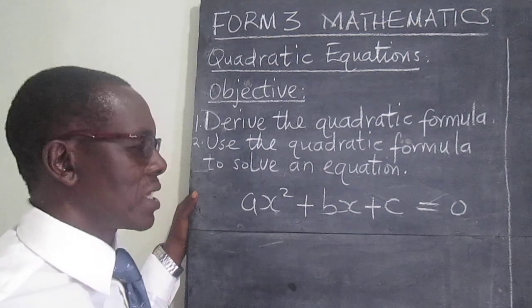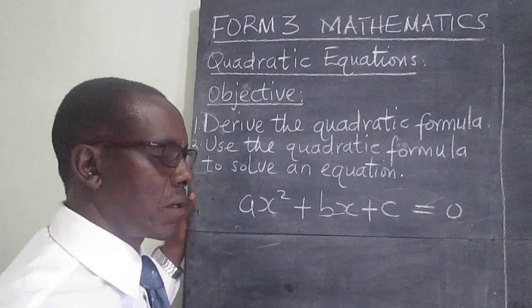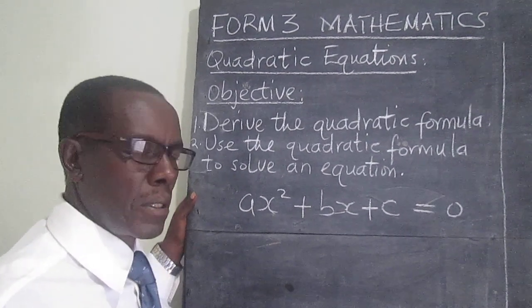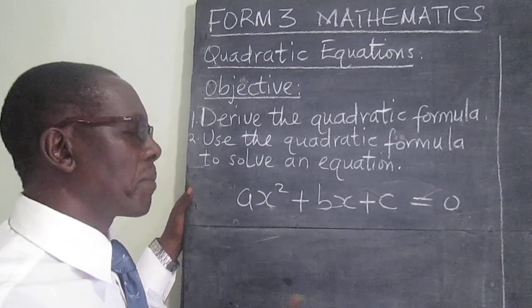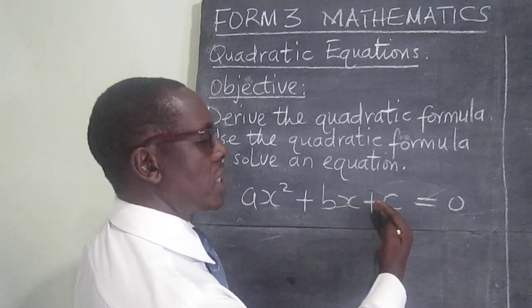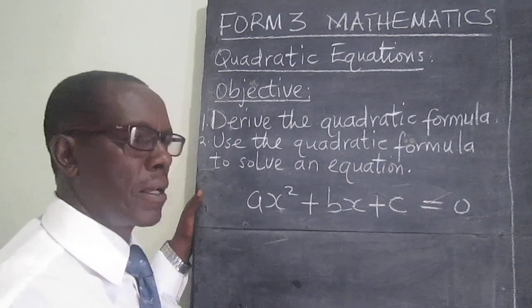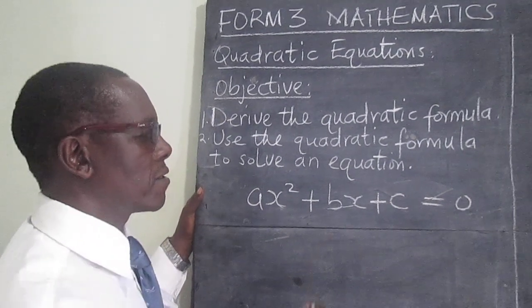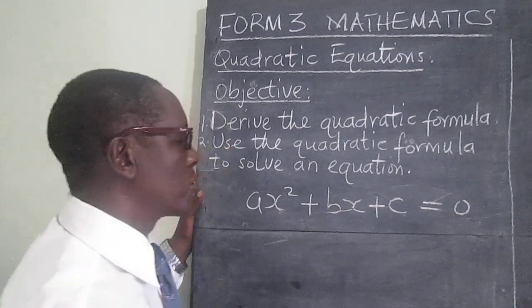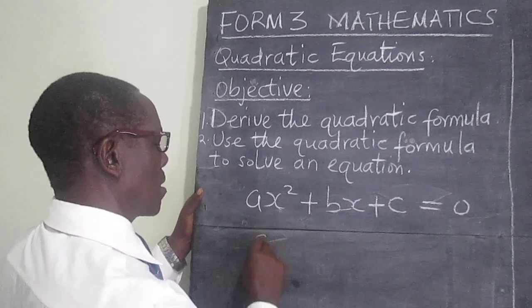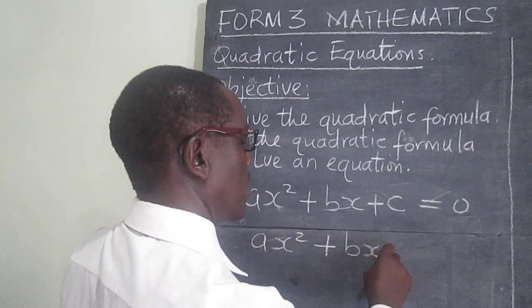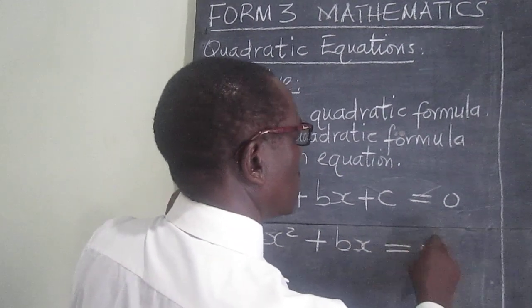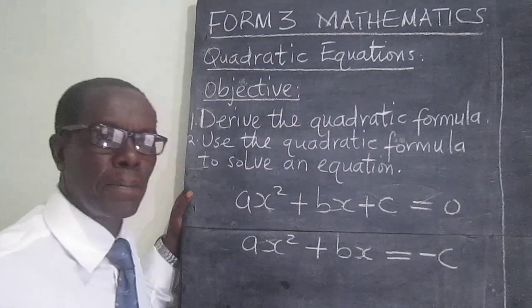Now we are going to follow the steps that we learned of completing the square. You remember the first thing we did was to move this constant to the other side, remembering the change in sign. So the next step will be ax squared plus bx equal to negative c.